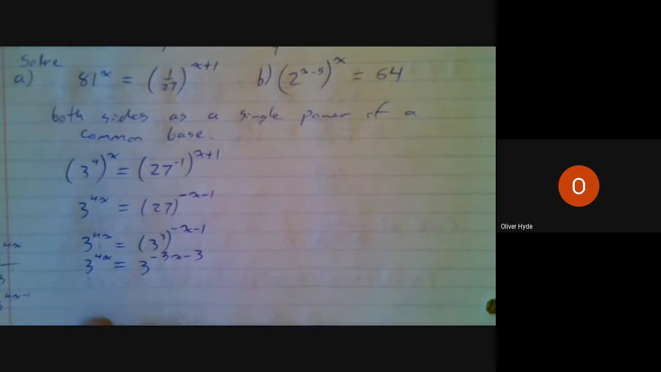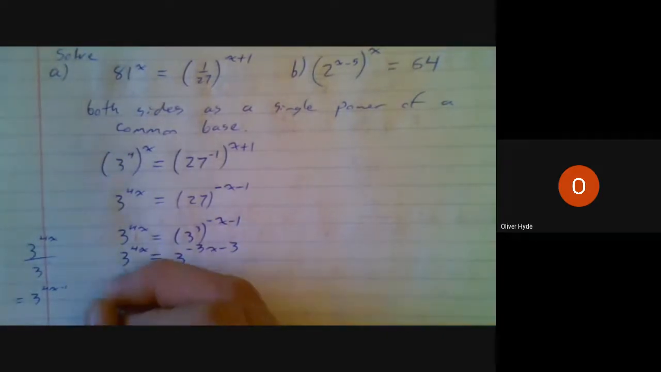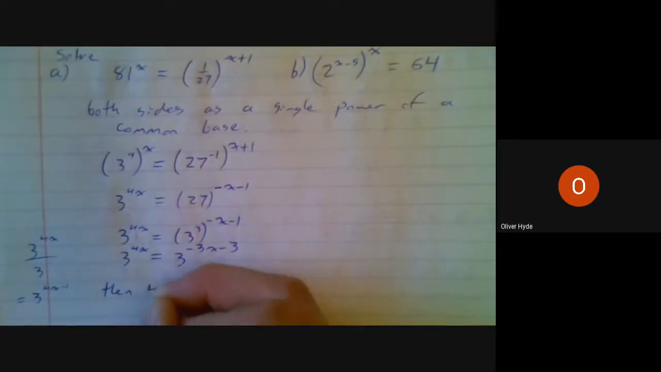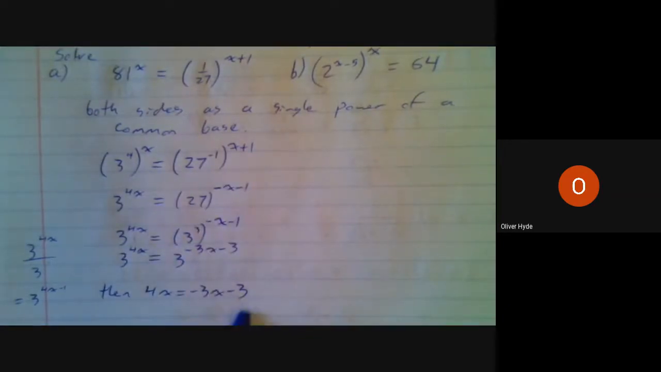Now this is more of a logical argument. We say if 3 to the exponent 4x is equal to 3 to the exponent negative 3x minus 3, if these powers are equal and their bases are equal, then the exponents have to be equal. So we're solving a different equation. We're saying that the solution to this original equation will be the solutions to this equation.